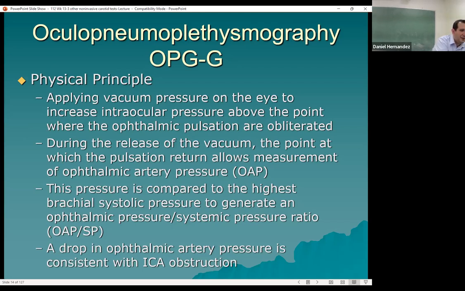During the release of the vacuum, the point at which the pulsation returns allows for measurement of the ophthalmic artery pressure. So if we get a drop in ophthalmic artery pressure, this is consistent with an ICA obstruction. So we calculate a ratio, an ophthalmic artery to systemic pressure ratio.